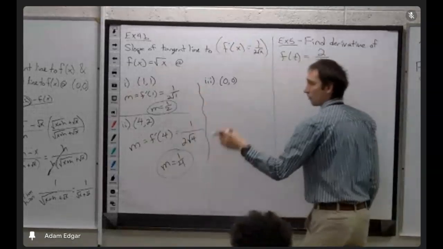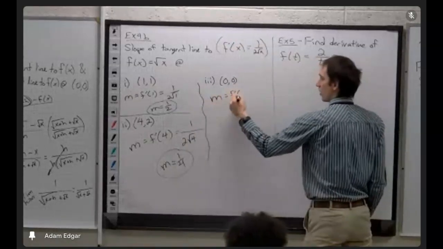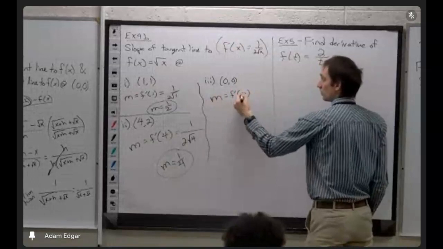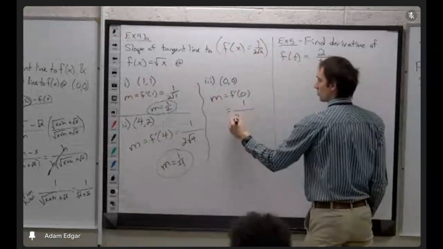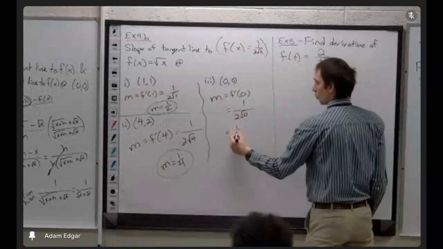Now, for this third point, 0 comma 0, slope equals f prime of 0. What happens when we plug in 0 to our derivative function? And so what does that mean about our slope?